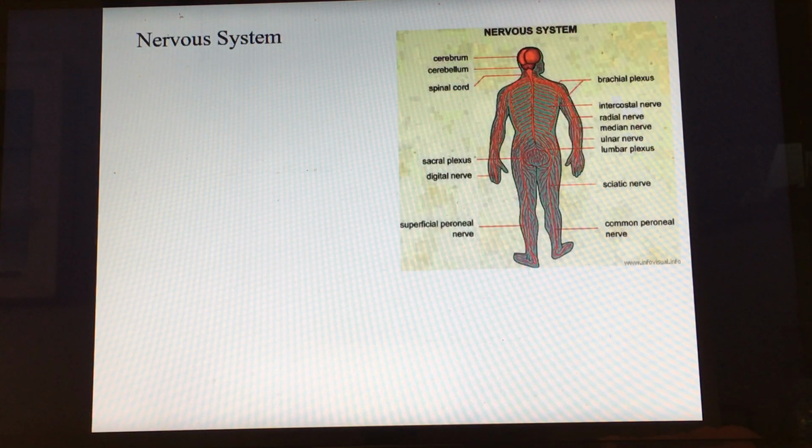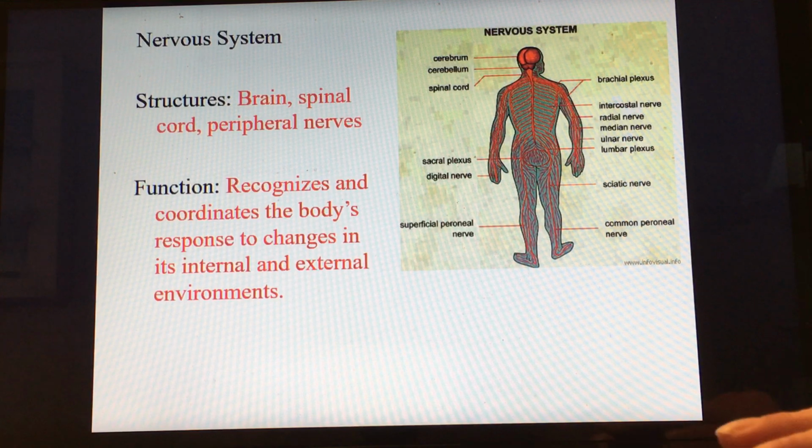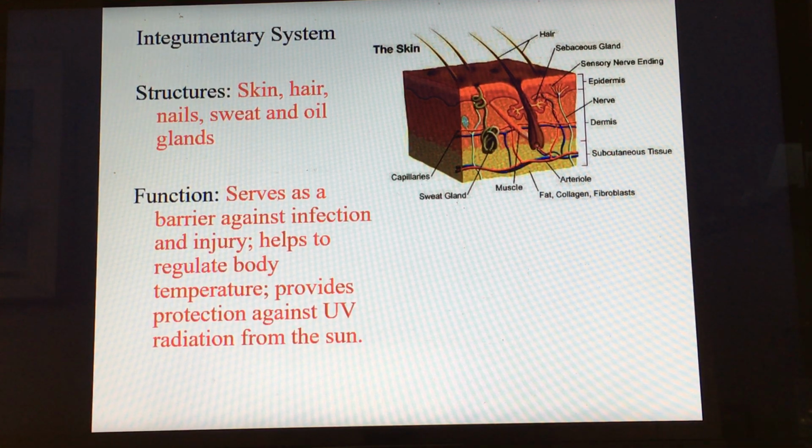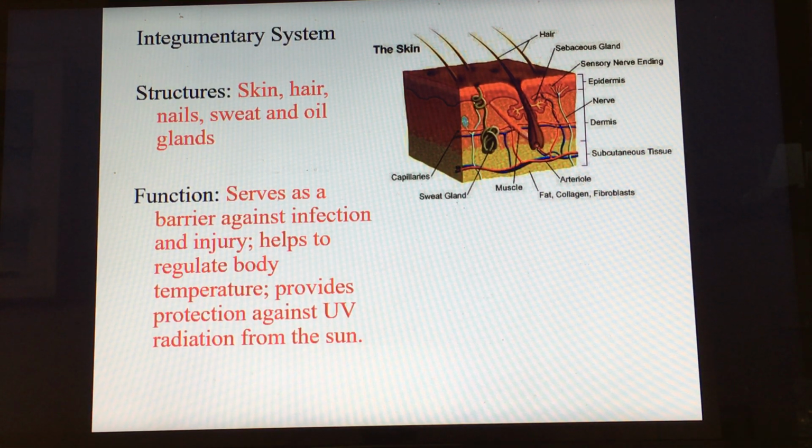The nervous system includes the brain, the spinal cord, and peripheral nerves, and recognizes and coordinates the body's response to changes in its internal and external environment. The integumentary system includes skin, hair, nails, sweat, and oil glands, and serves as a barrier against infection and injury, and helps us regulate body temperature. Sweating is one example of how we regulate body temperature, and our blood vessels constricting or expanding and leading blood closer to the surface also helps us regulate body temperature. Our skin also provides protection against ultraviolet radiation from the sun.